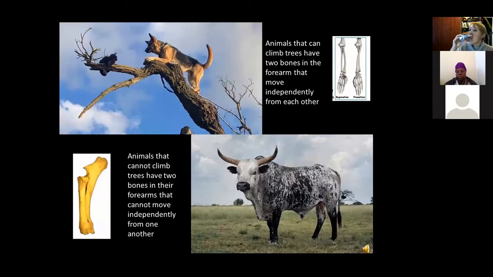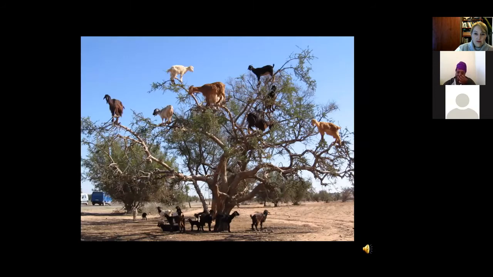There we have it. Animals that can climb trees have 2 bones in their forearm that move independently from each other. Animals that cannot climb trees have 2 bones in their forearm that cannot move independently from each other. There are always exceptions to the rules, because goats will be goats. This does not mean they have movable forearm bones. This just means that goats are goats.